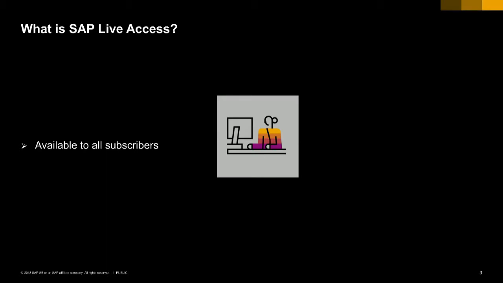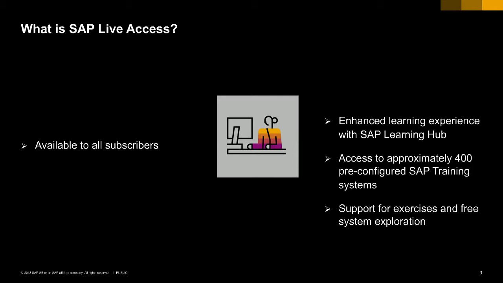Okay, so what is Live Access? First of all, it's available to all subscribers of SAP Learning Hub. Anybody who has a Learning Hub subscription can purchase an additional subscription to Live Access for access to the systems. What it allows us to do is access approximately 400 training systems. For the training courses that we have in Learning Hub, many of those courses, approximately 400 of them, we can provide a system so that you can do the exercises.